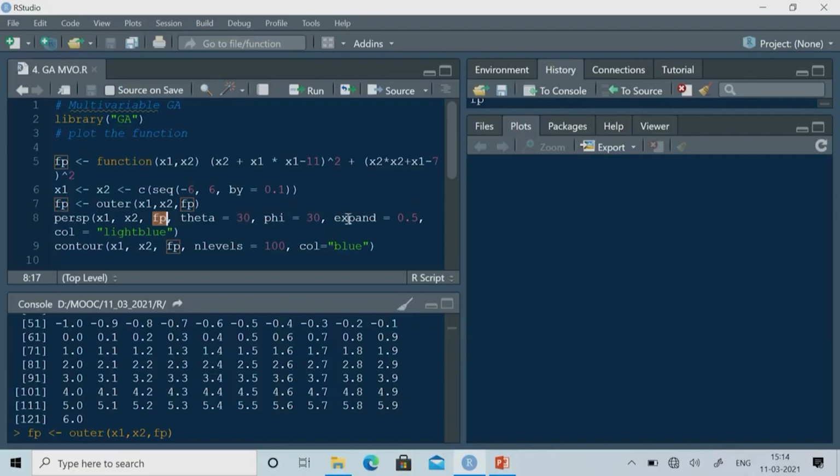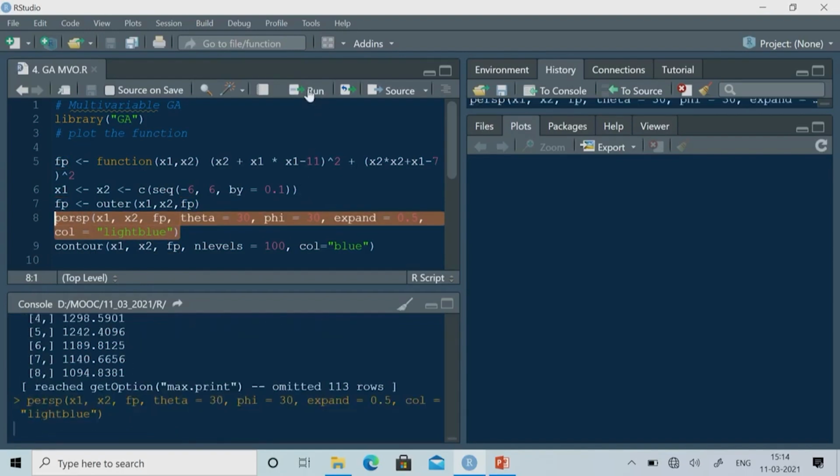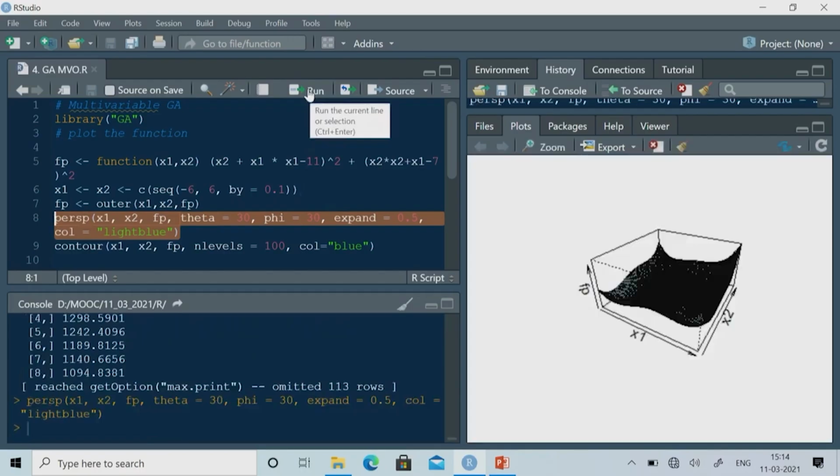I will also show you. Then expand I am using 0.5, and color I am using light blue. So, if you execute this particular line, you can plot this function. Okay, so I have plotted this particular function.